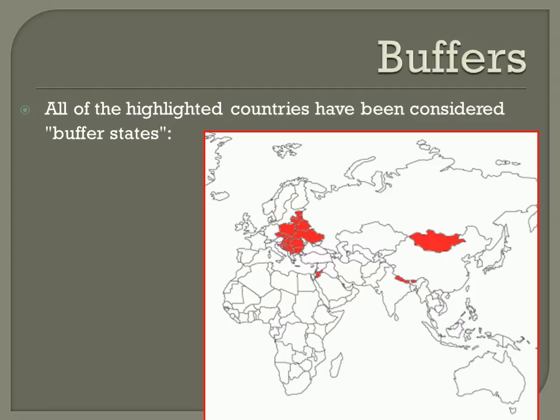So these are all states that were, give or take, more or less weak. Some have gotten significantly more powerful as time has gone on. But weaker states that separated two more powerful countries who were ideologically or politically at odds.